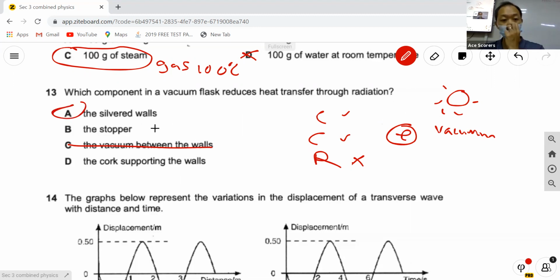The silver color wall. Right? Remember dark color, silver color, the difference? Dark color absorbs, right? Silver color repels. So the heat gets repelled.